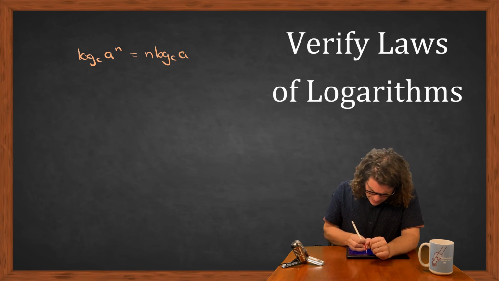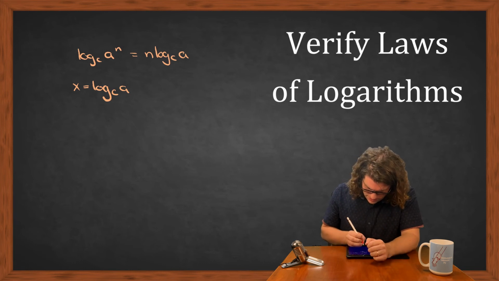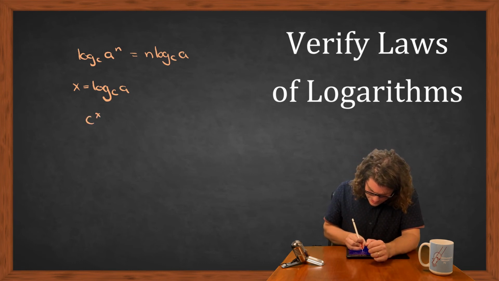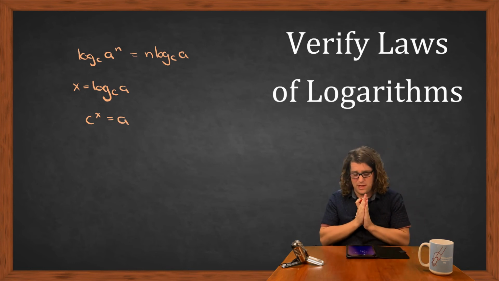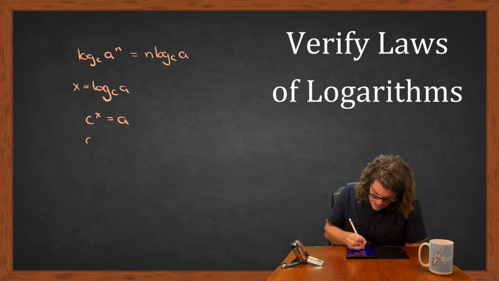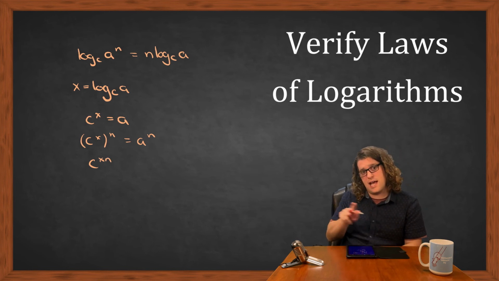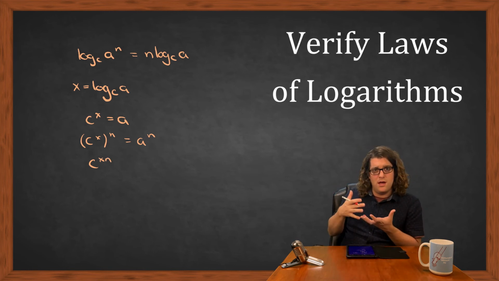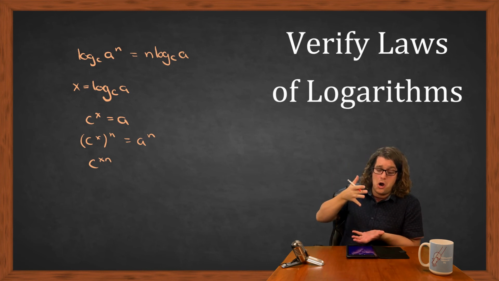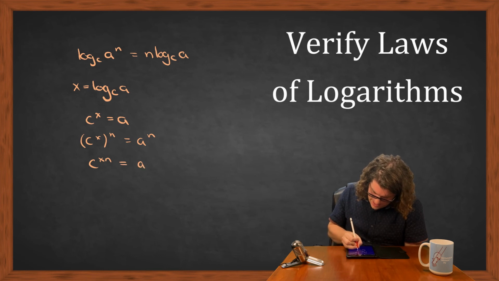So if I say that x is equal to log base c of a, and I'm actually going to start out on the other side there, then it would be true that c to the x is equal to a. If that's how I start things off, I'm going to take both sides and raise them to the power of n. So c to the x, raised to the n, is equal to a to the n. That means c to the x times n, because that's an exponent law. I have something with base c raised to an exponent x, all raised to the nth power. I can multiply those exponents together and get that statement there.